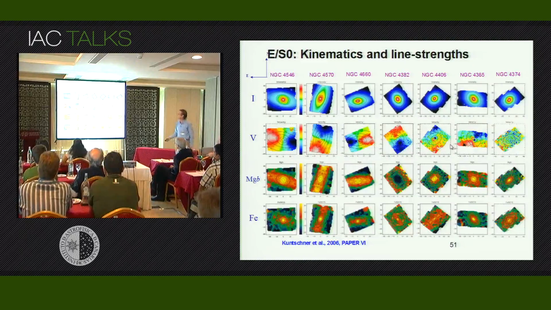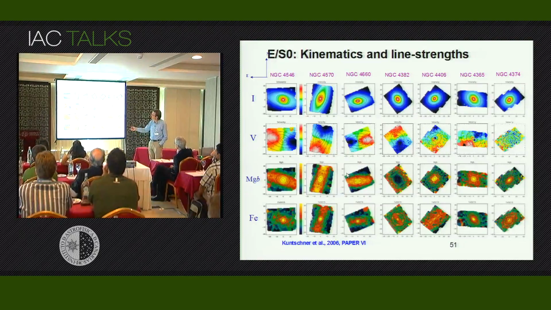These are a number of objects where I can show something. You see some of them with counter-rotating cores in the middle, perpendicular cores. So these are kinematically decoupled cores. Line strength maps do not show KDCs. That was actually already known when people did long slit spectra: from the line strength profiles, you would not see any strange or decoupled rotation. But what do you see?